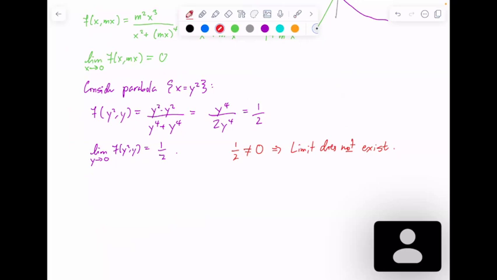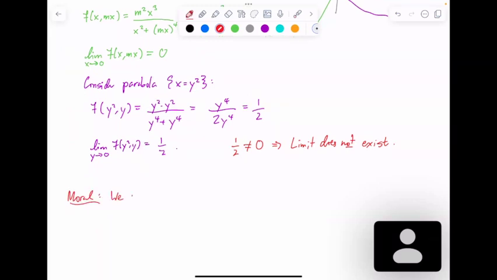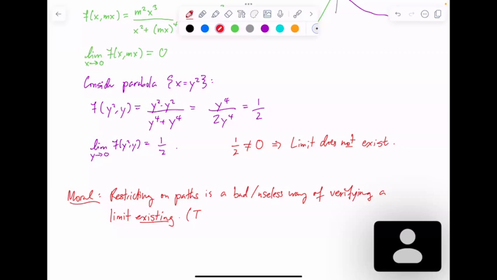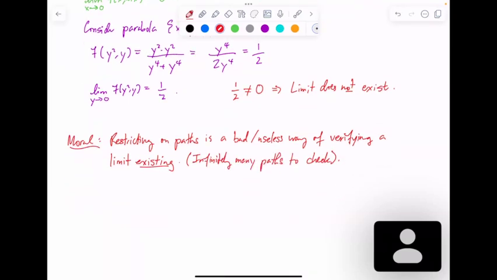So to prove that a limit exists, you cannot use this path method. There are infinitely many paths. We can't go through infinitely many paths to show that every single possible path is the same. So the moral is we can't check infinitely many paths, or maybe we should say restricting on paths is a bad, useless way of verifying a limit exists. There are infinitely many paths to check. Instead, right?